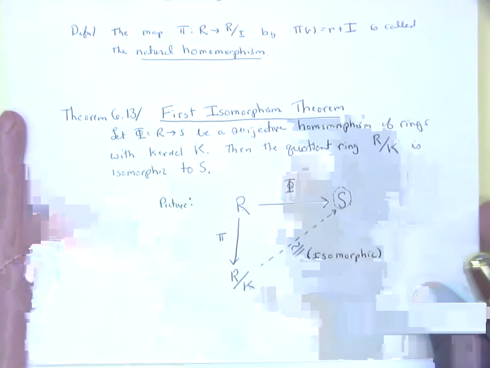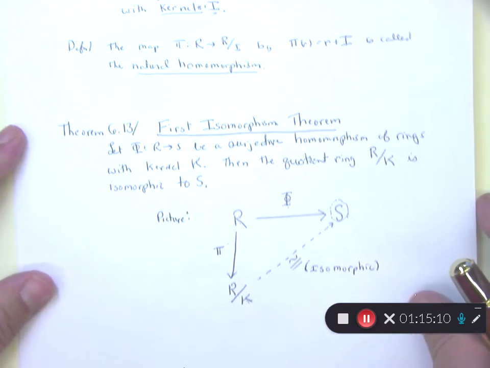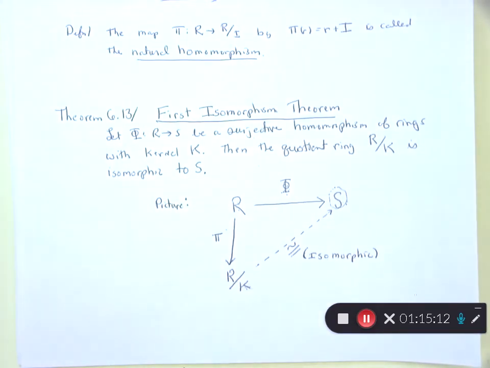This is the end of section 6.2, which means there's only one more section to go through, section 6.3, which is going to tie a lot of these things together and talk about the different types of ideals. Mainly we're going to focus on two of them, prime ideals and maximal ideals. But that'll be in section 6.3.